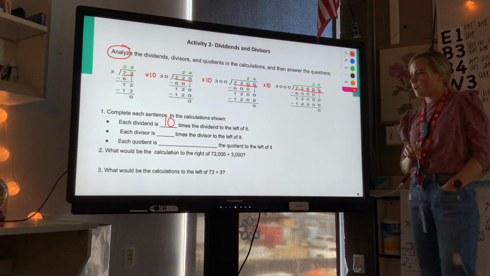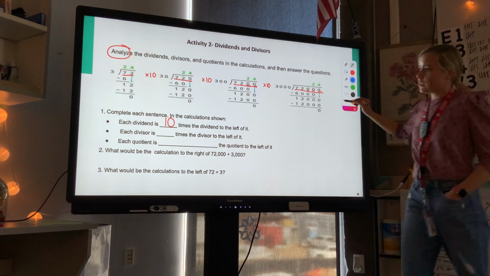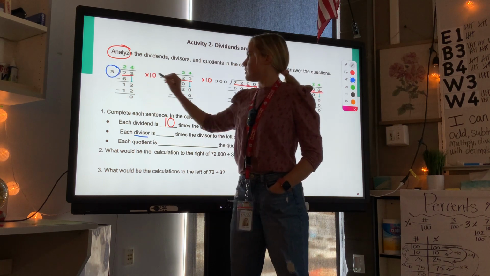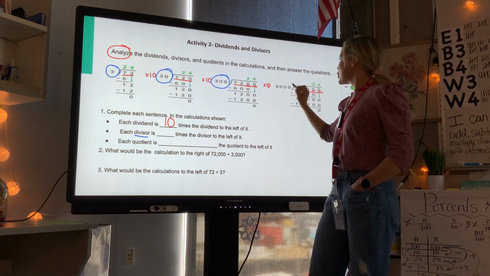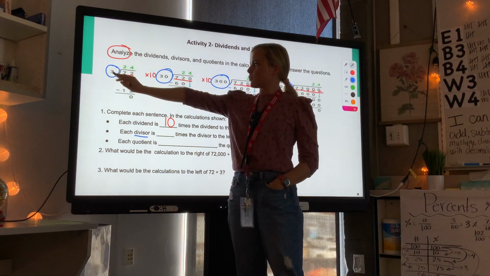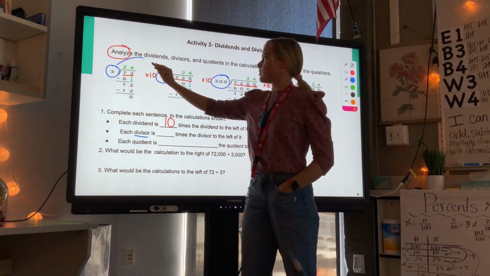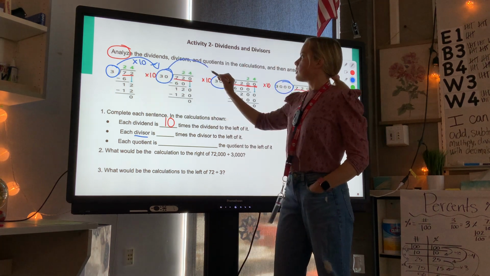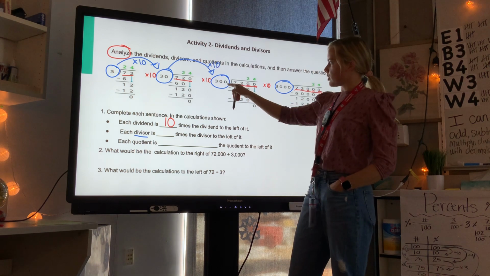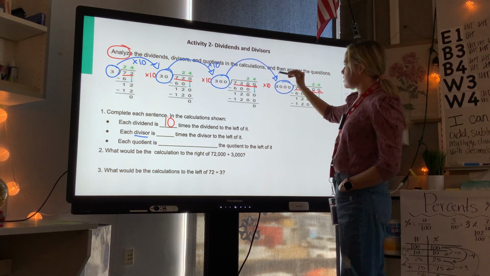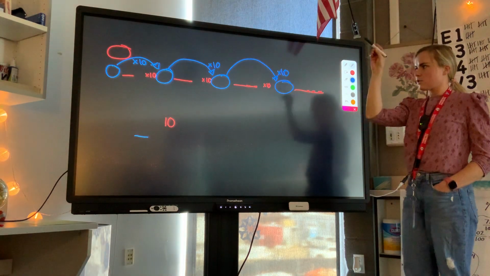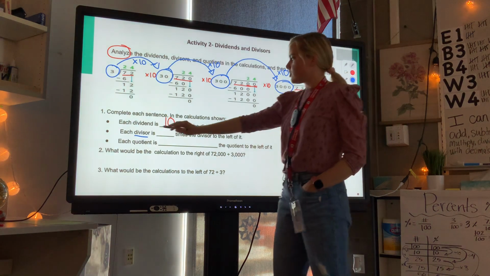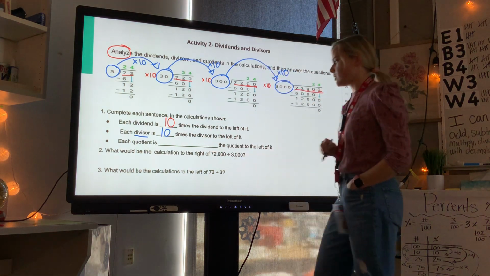Okay, then question two on number one says each divisor. The divisor is the number we're dividing by. Again, I notice it goes from 3 to 30. So in other words, 3 times 10 is 30, or it added a zero. 30 times 10 is 300, and 300 times 10 is 3,000. So the decimal point just moved to the right one time, and then we added a zero. So each divisor is 10 times the divisor to the left of it.